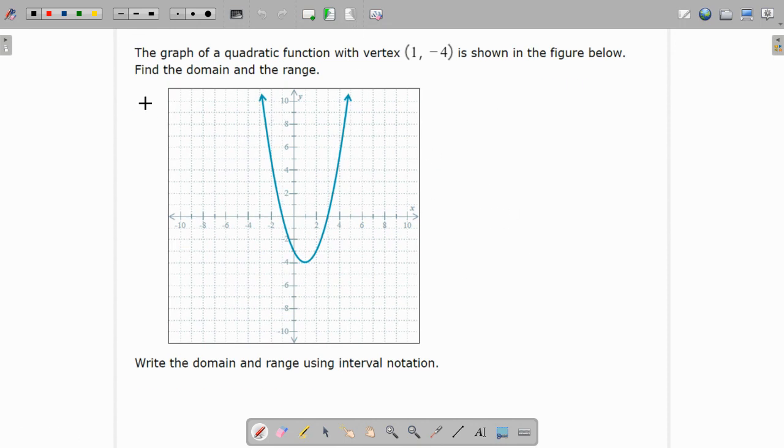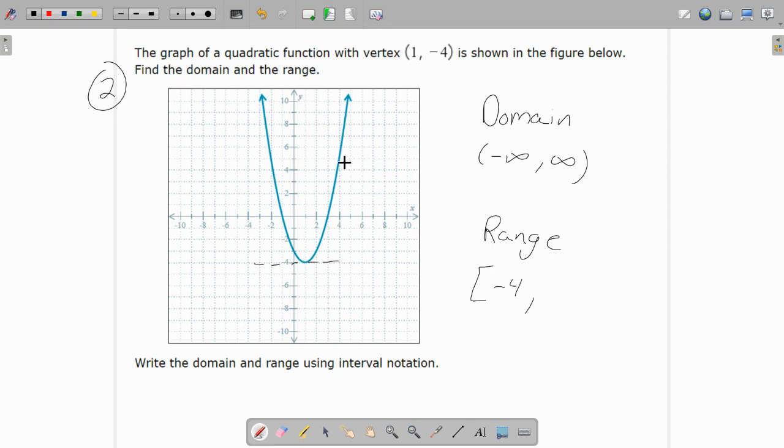Here's problem number 2. If you want to try it, go ahead and pause the video. I'm going to continue with the answer. Once again, the domain is -infinity to infinity, because this goes up and out forever. For the range, the lowest point here is -4, and then it goes up forever. So it goes to infinity, and we always use a parenthesis. And that concludes this video.